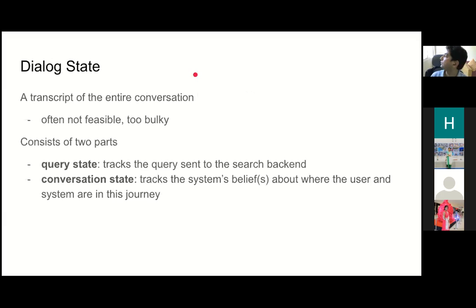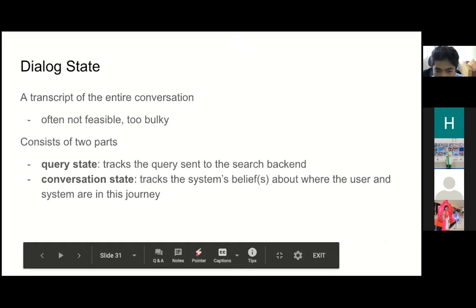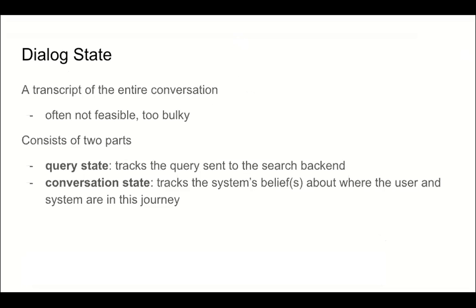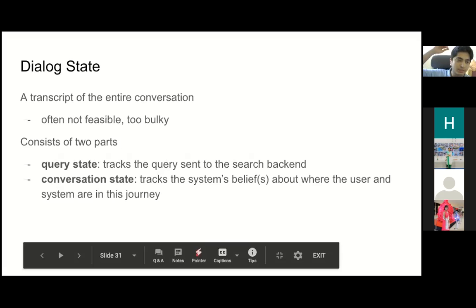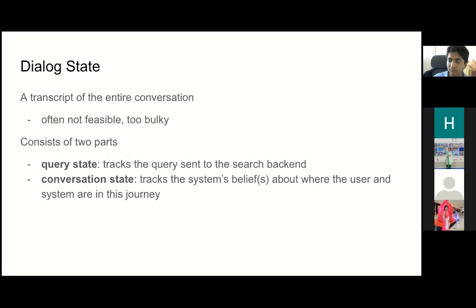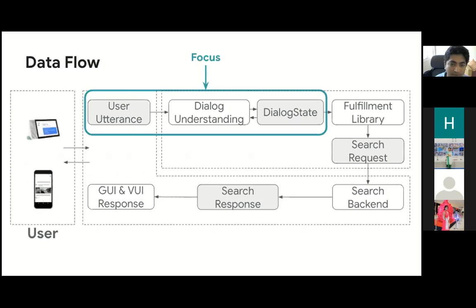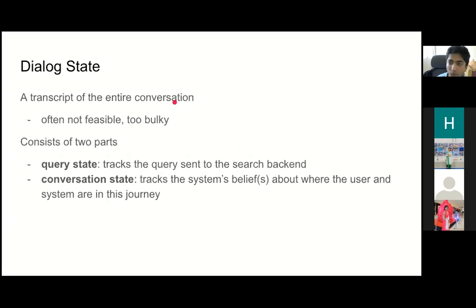Dialogue state is the state of all the conversation that has happened until now. One way would be to have an entire transcript of the whole conversation, with all the questions the user had asked, all the refinements they have made, all the search requests that we have made to the backend, and all the responses we have gotten. Since conversations can be large, it's often not feasible. It's too bulky to store everything.